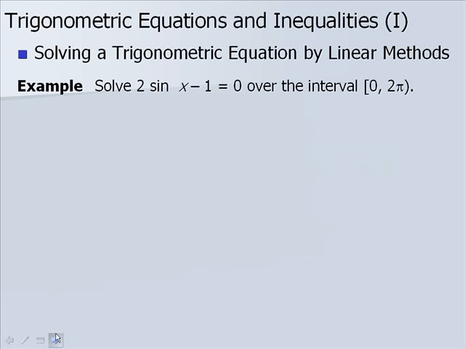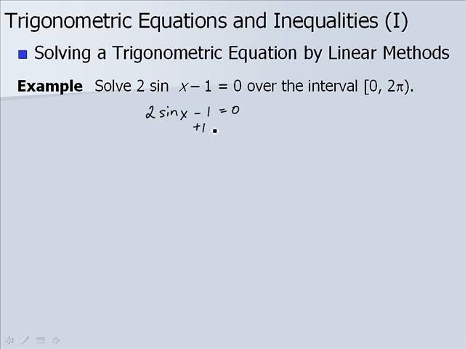In this example we want to solve 2 sine of x minus 1 equals 0 over the interval 0 to 2 pi. Since this equation involves the first power of sine x, it is linear in sine of x. So we'll set about solving it.